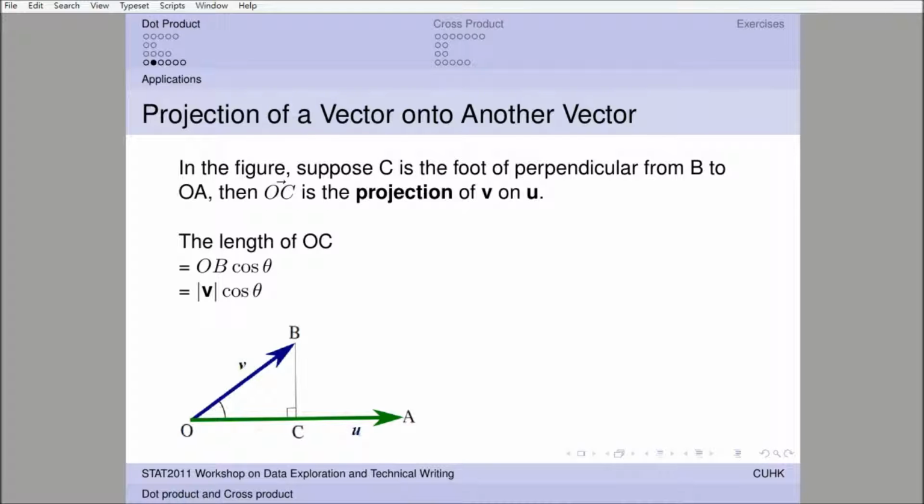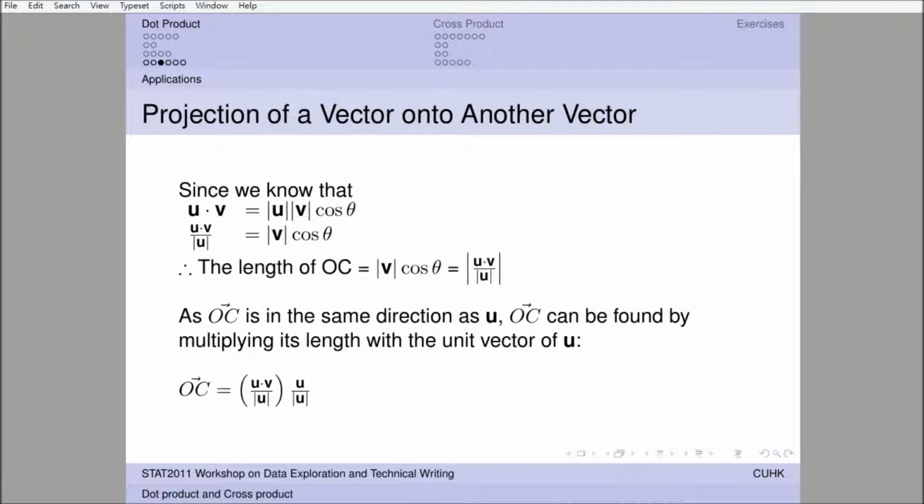The length of vector OC can be found by OB cosine theta, which is the magnitude of V times cosine theta. Since we have learned that U dot V is the length of U times length of V times cosine theta, the magnitude of V times cosine theta, and thus the length of OC equals to U dot V over length of U. As vector OC is in the same direction as vector U, the vector OC can be found by multiplying its length with the unit vector of U. That is U dot V over length of U times U over length of U.